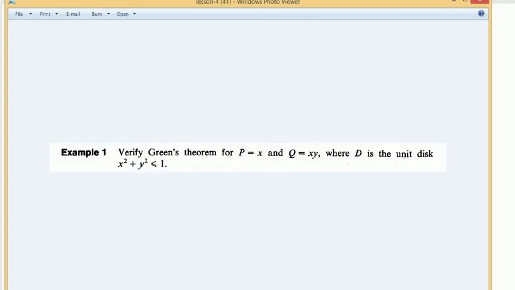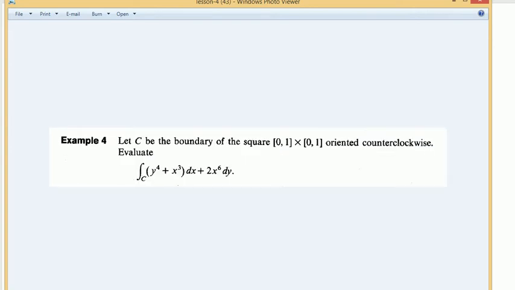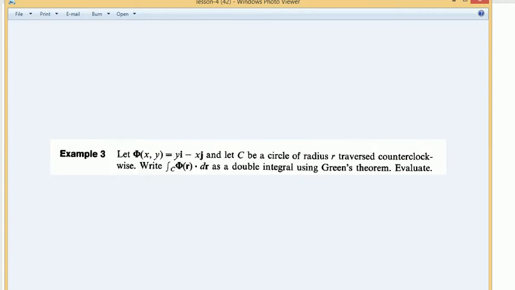This is example 1. And this is example 3. And this is example 4. Is this one that you're talking about? No, it was one of the circle ones. This one?